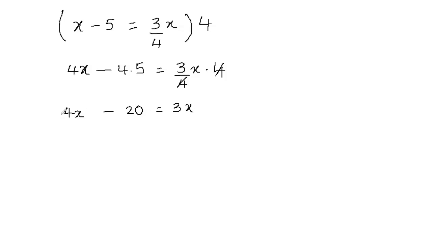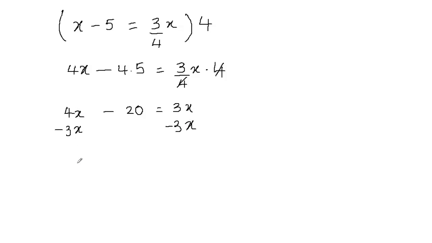Now you can see that I have a variable on both sides of my equation, and I always like to eliminate the variable term which is smaller. This is 4x and this is 3x. The coefficient of x is 3 here, the coefficient of x is 4 here, and obviously 3x is smaller than 4x, so we're going to eliminate this variable term. So let's subtract 3x on both sides.